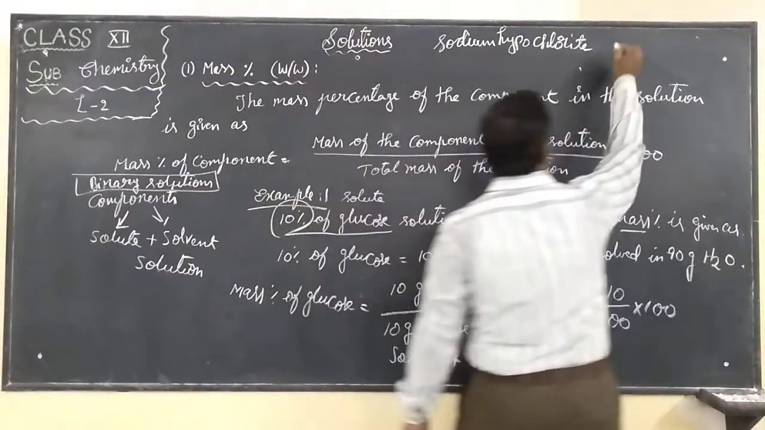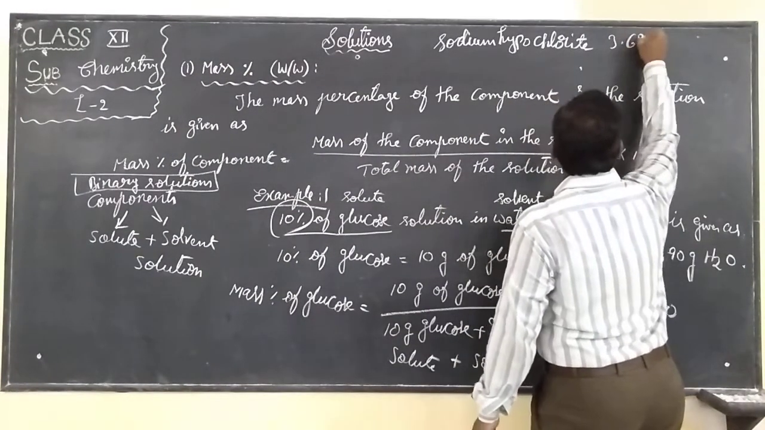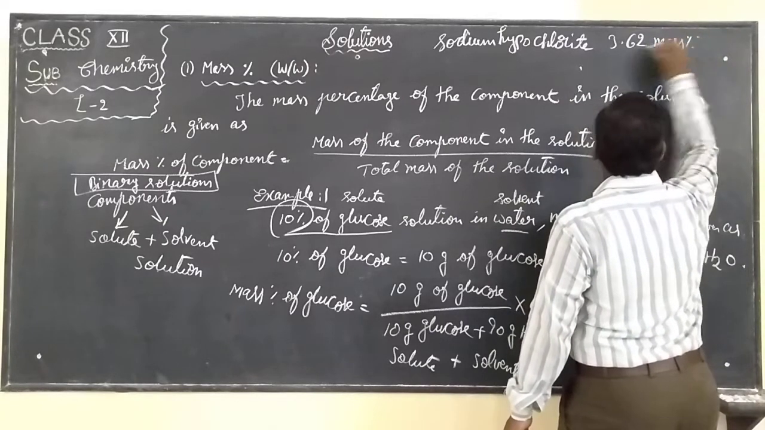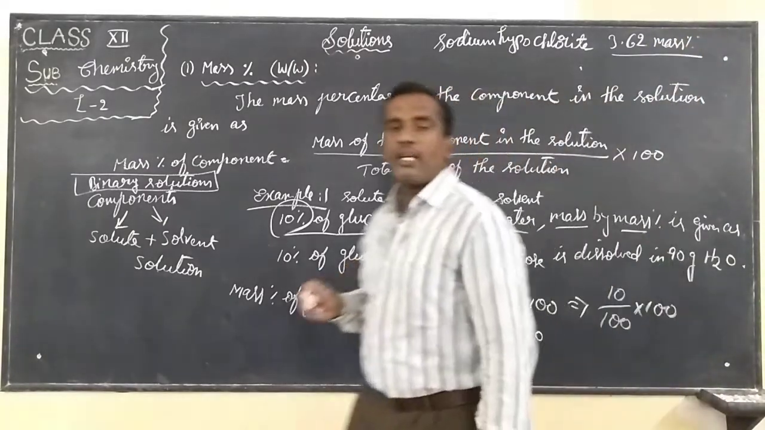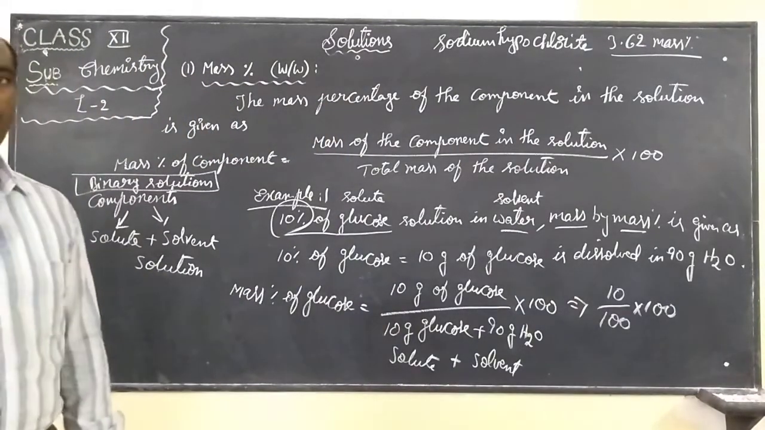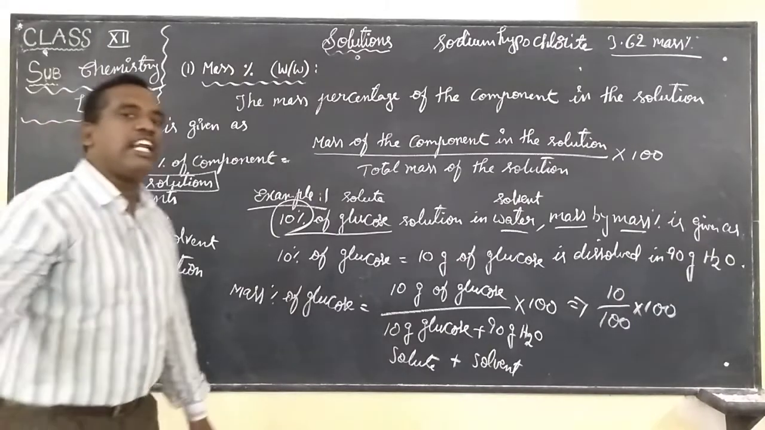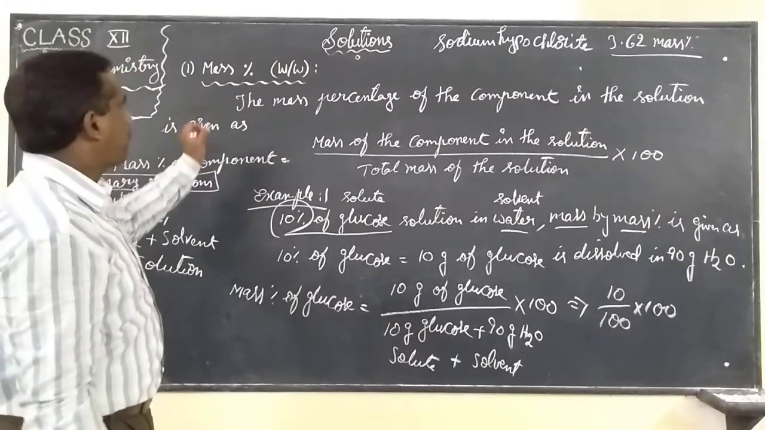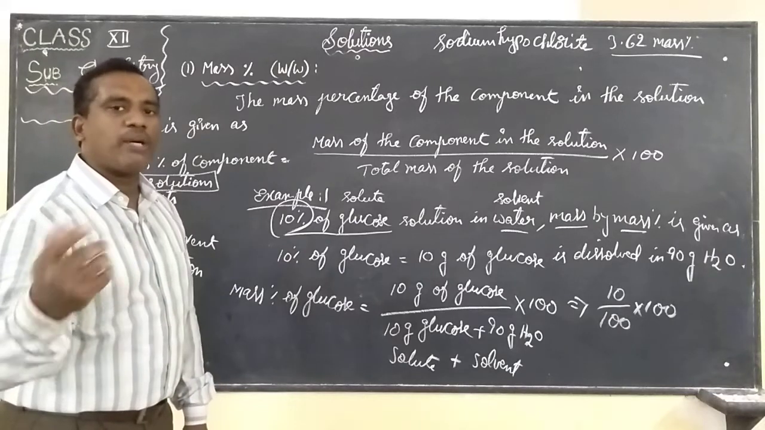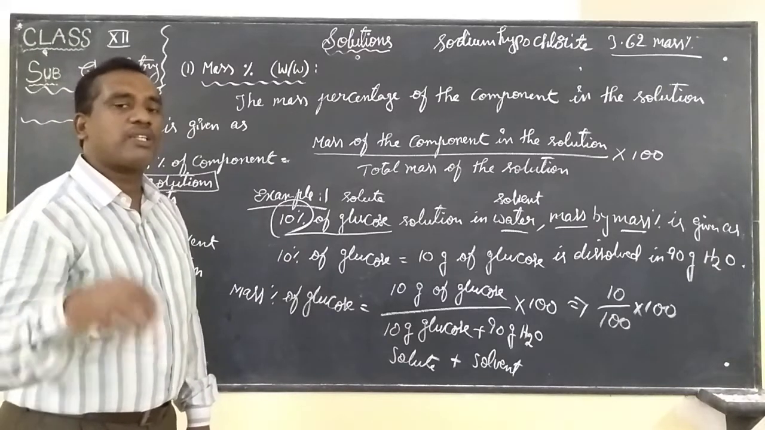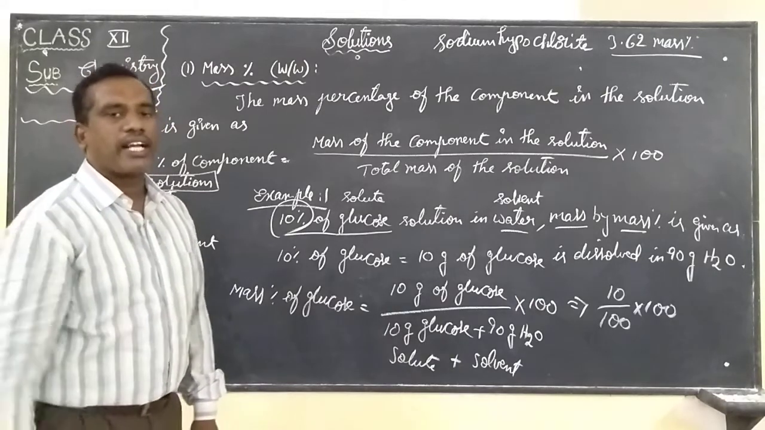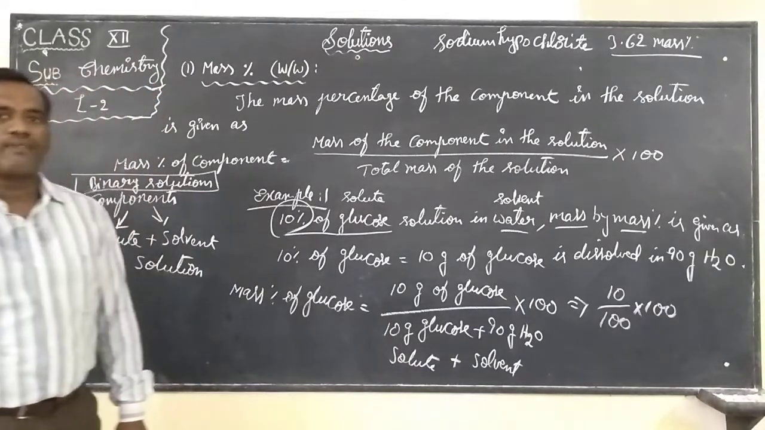How much is it applied? It is applied as 3.62 mass percentage in water. So this is the industrial application of mass percentage, in which the mass of the solute and the mass of the solvent are together expressed in grams, and the mass of the solution is also expressed in grams. Let us see the next one.